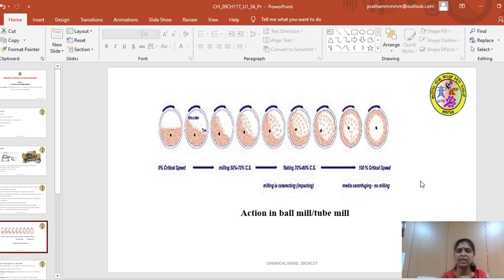This critical speed and the centrifuging you have to understand. This will be a definite question in your exam. So what is critical speed? What is centrifuging? I hope you are understanding what is critical speed and what is centrifuging.